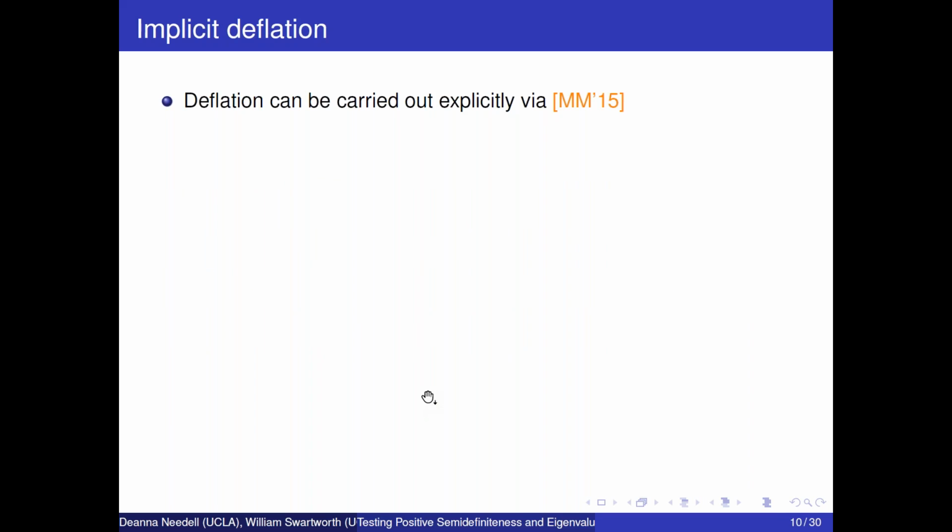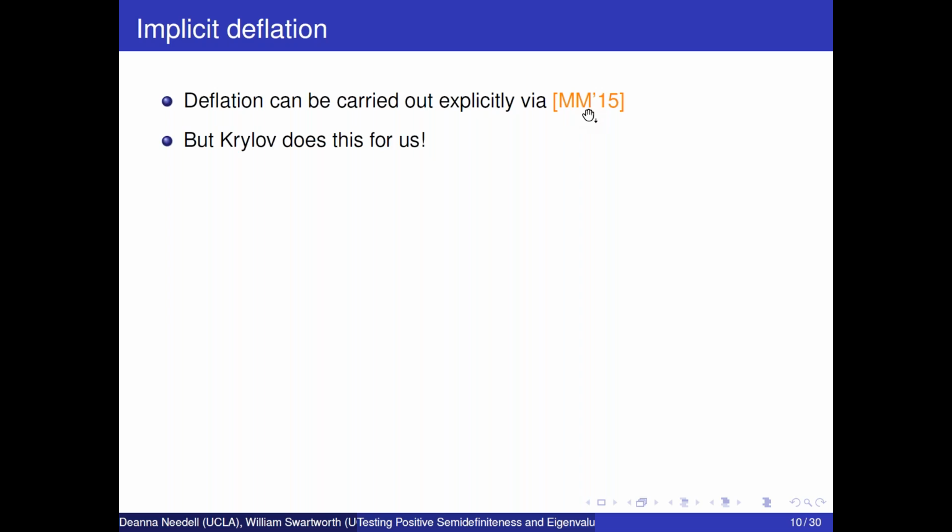You might be asking, well, how did I get rid of the top eigenvalues? What is this deflation thing? It turns out there's an explicit algorithm that uses 1 over epsilon to the 1/3 matrix vector products to remove the top 1 over epsilon to the 1/3 eigenvectors. That's a work of Musco and Musco.